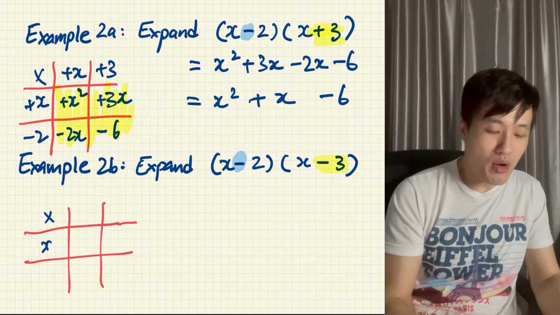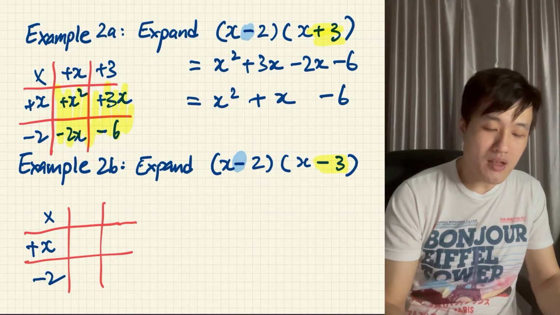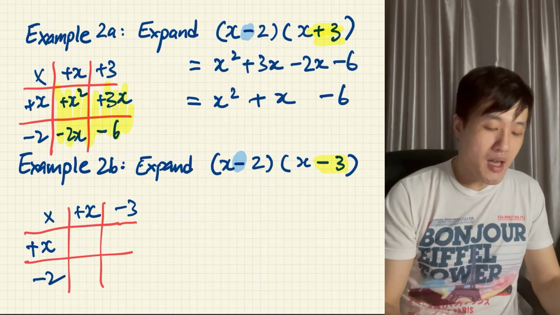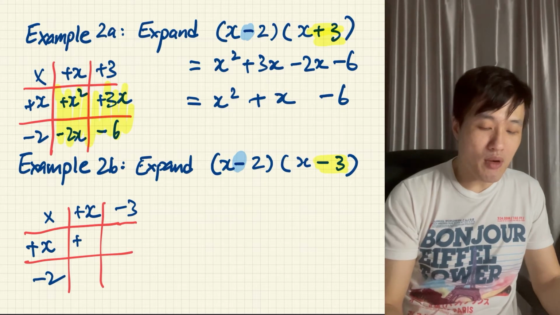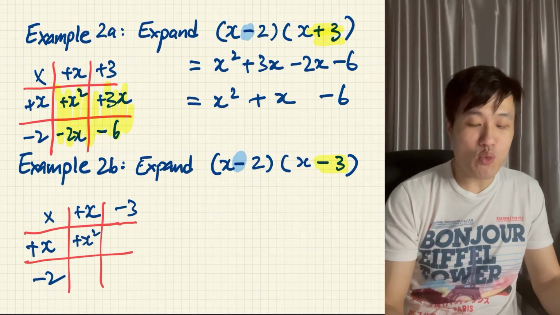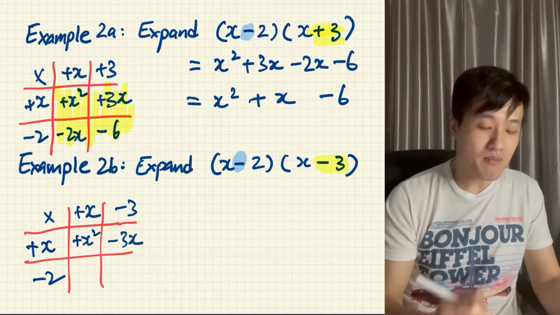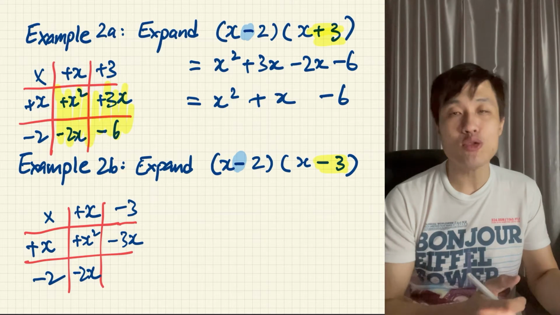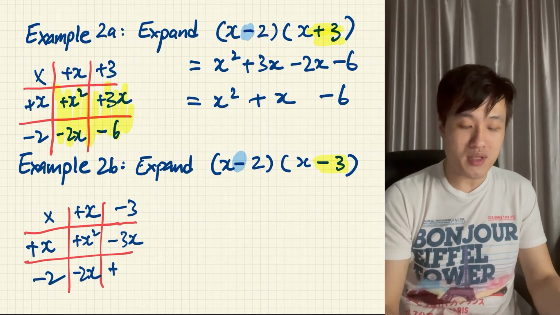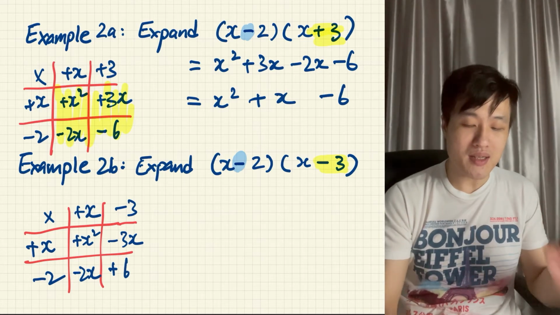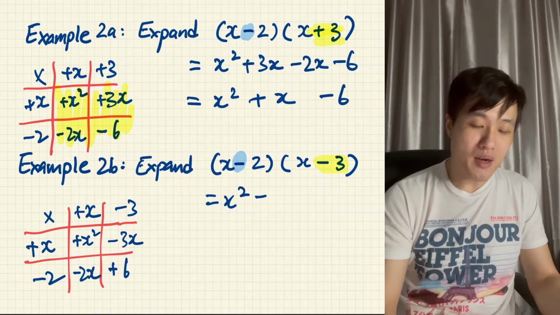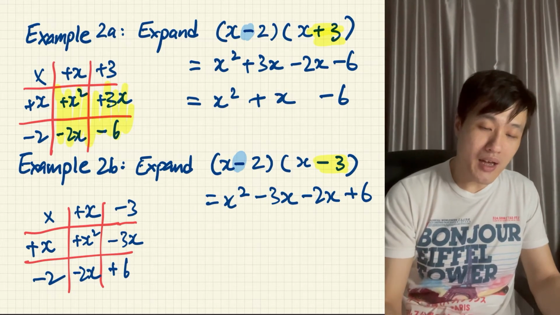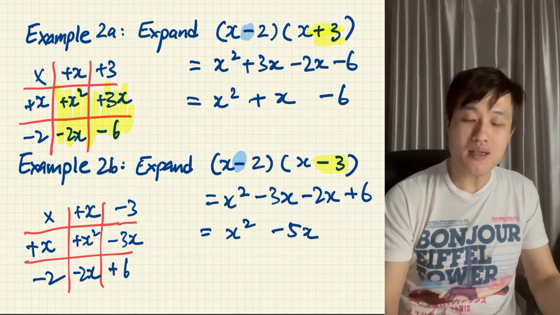In example 2b, similar. On the left I have positive x minus 2, and on the right I have positive x minus 3. Let's deal with the terms term by term. Multiplying positive x with positive x, same thing, positive x squared. Multiplying positive x with negative 3 gives a negative number, negative 3x. Negative 2 multiplied with positive x gives negative 2x. Finally, negative 2 multiplied with negative 3 gives a positive number: 2 multiplied with 3 is 6. So I have x squared minus 3x minus 2x plus 6, and finally x squared minus 5x plus 6.